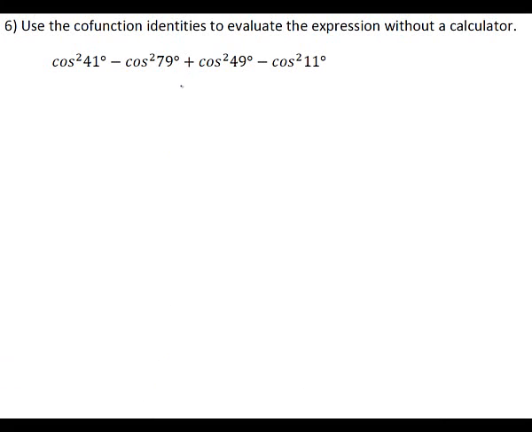So, we're going to use our cofunction identities to evaluate the expression without a calculator. So the key was making sure we got things to add up to what? 90. Okay, so we want to find the angle measures that pair to 90. So what's going to pair with 41? 49. So I'm going to just rewrite it. You don't necessarily have to do this, but this is the way I showed you how to do it when we were going through it.